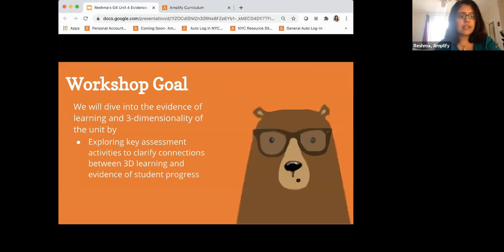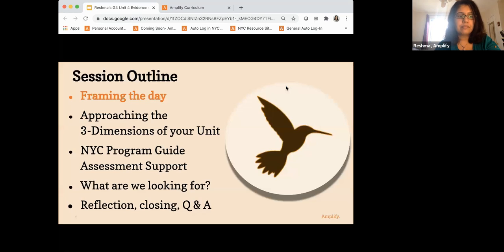The goal for today's workshop is to really dive into evidence and learning in three-dimensionality of the 4th unit of 4th grade by exploring key assessment opportunities to help us clarify connections between 3D learning and what evidence we can see of student progress.